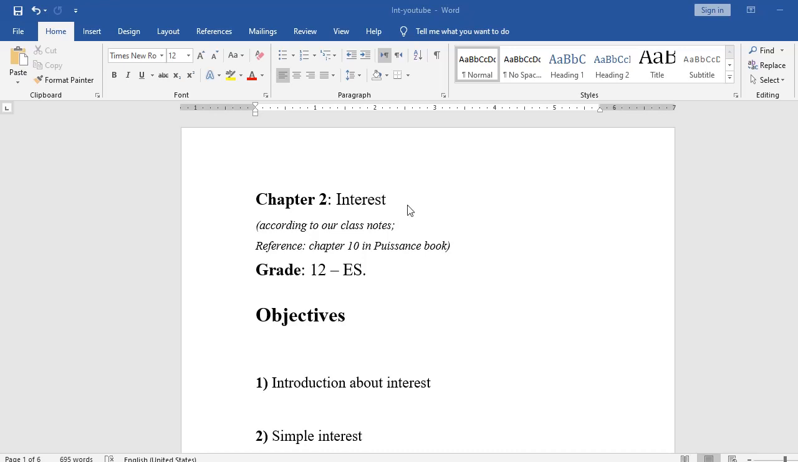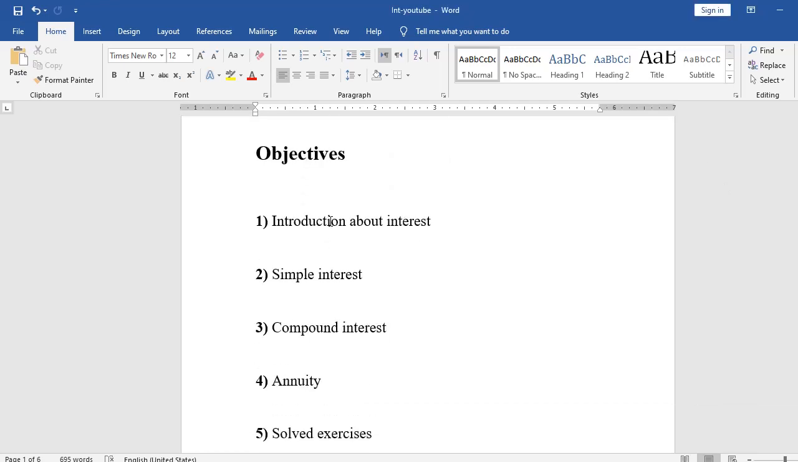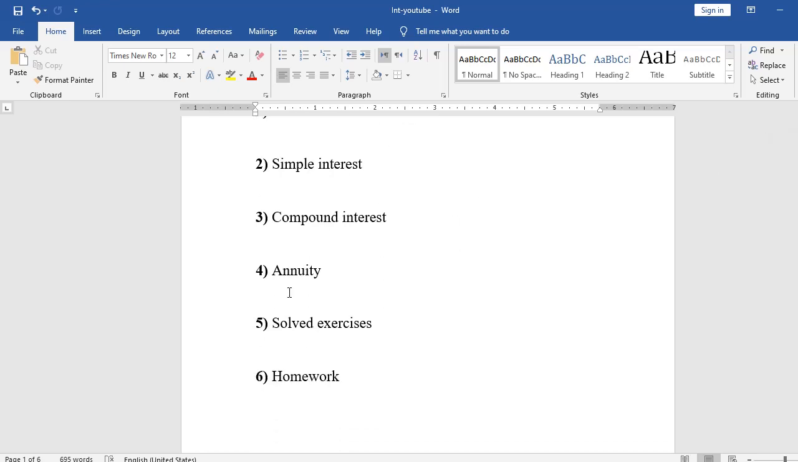Hello everyone, our lesson for today is interest, the second chapter according to our class notes, but it's numbered 10 in Puissance book. It's a lesson for grade 12 ES section. Its objectives are shown below. Part 1 Introduction about interest, 2 Simple interest, 3 Compound interest, and 4 Annuity with solved exercises and homework.